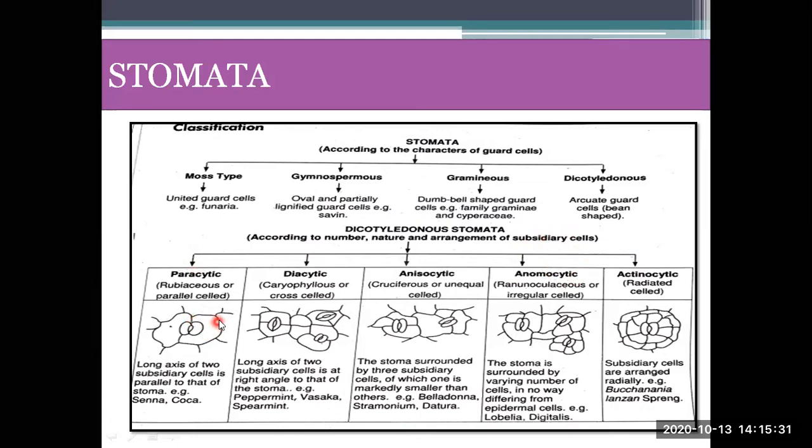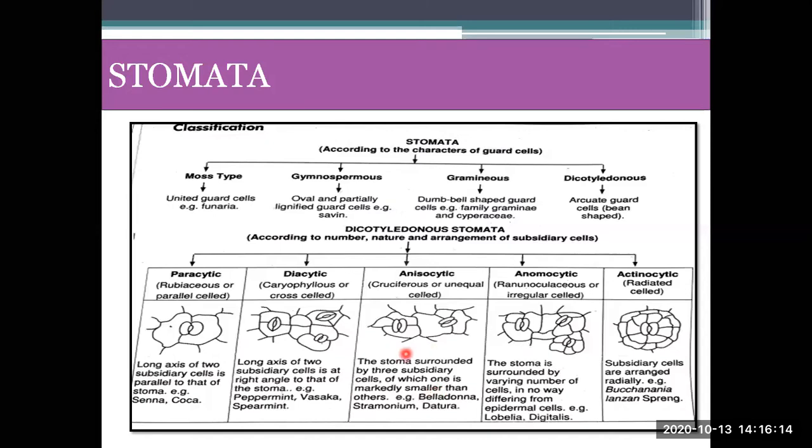Parasitic stomata: the long axis of the subsidiary cell is parallel to the stoma. Diacitic: the long axis of the subsidiary cell is perpendicular, at right angle, to the stoma. Anisocytic means there will always be 3 subsidiary cells, and one will always be smaller than the other 2. Anomocytic stomata: irregularly celled. And actinocytic stomata means the subsidiary cells are arranged in a circular or radial fashion. You got this classification of the stomata and description of the stomata, its function. Any doubt, confusion? No, sir. So shall we move ahead?